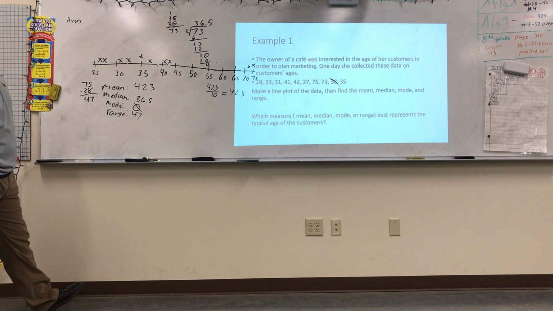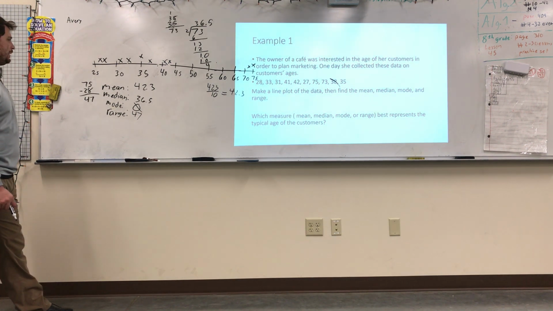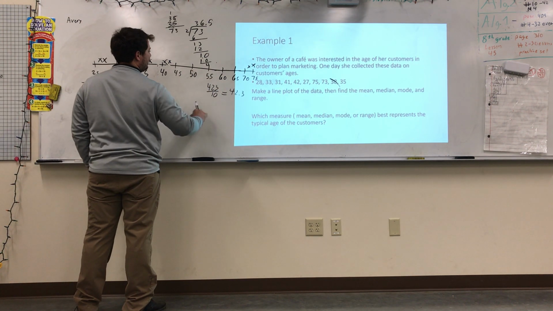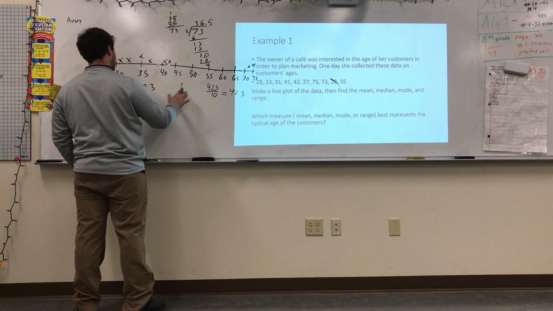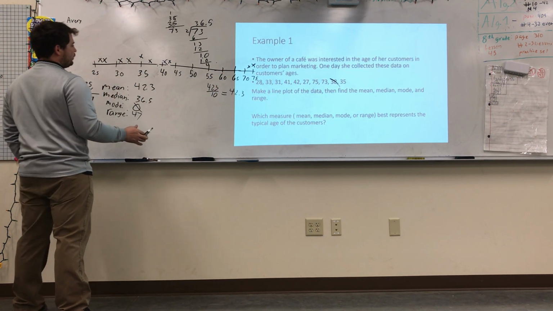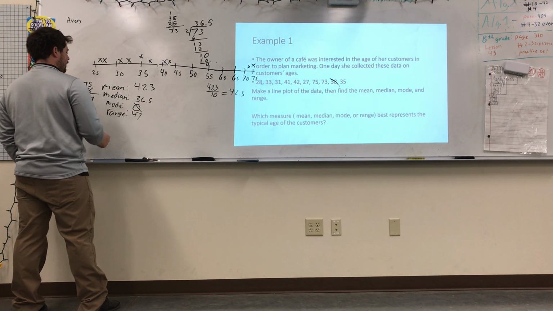Okay, now, which measure, mean, median, mode, or range, best represents the typical age of the customers? I would probably go median. A lot of you might say mean because it's your average, but we have two ages way out here and nothing in between. These two outliers really skew that information for us. So if I was really trying to hit most of my customer clientele, I'd probably stay with the median.